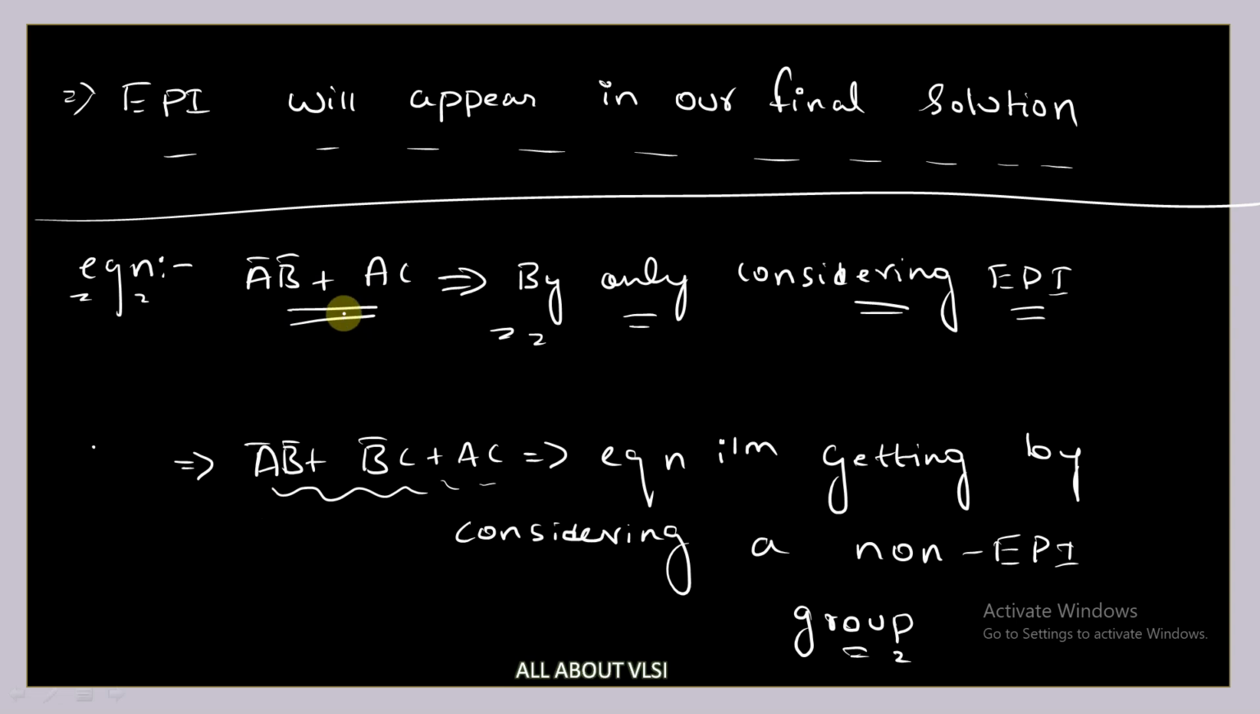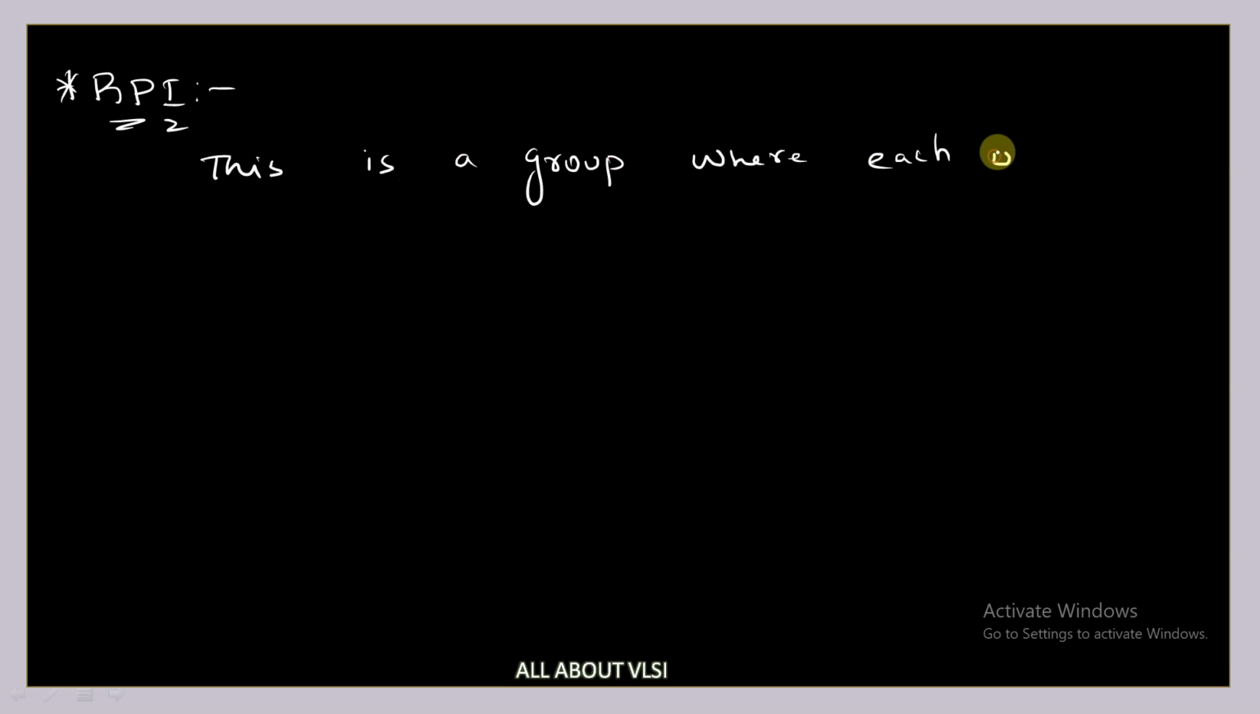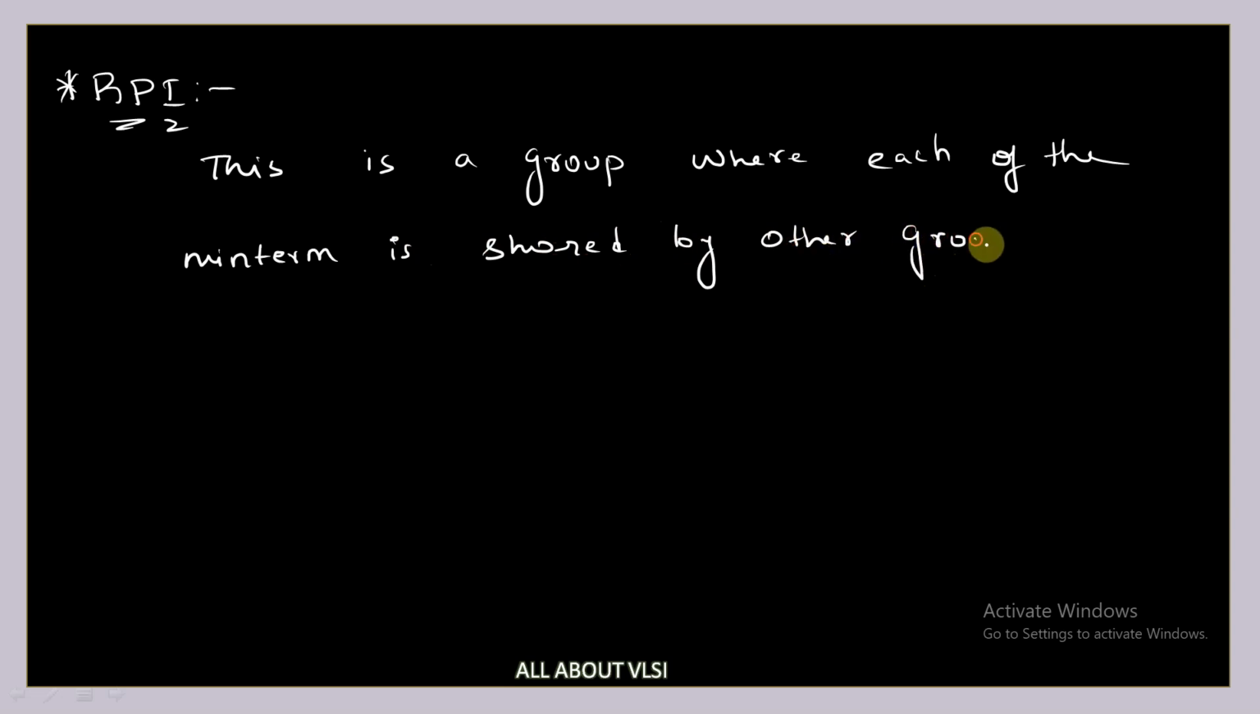Okay, so this was about your EPI. Now coming to one more terminology which is known as RPI, that is redundant prime implicant. So a redundant prime implicant is a group where each of the minterms is shared by other groups also. So this is nothing but our RPI.